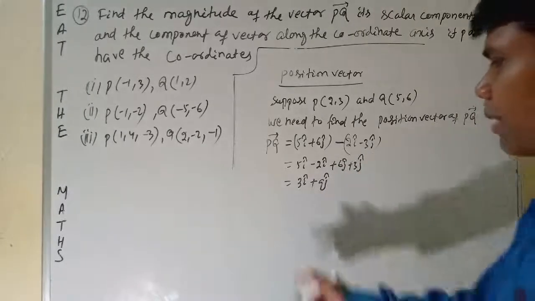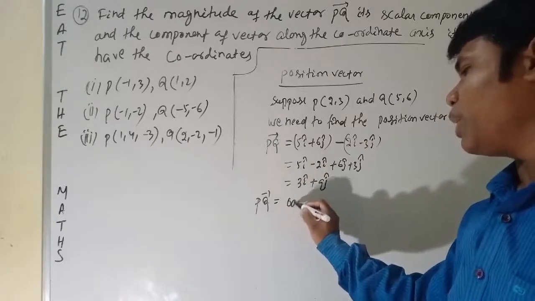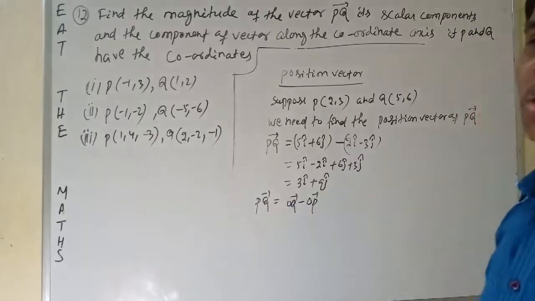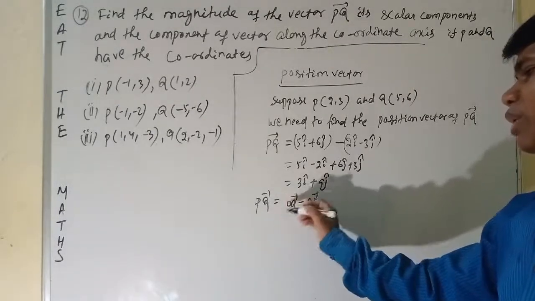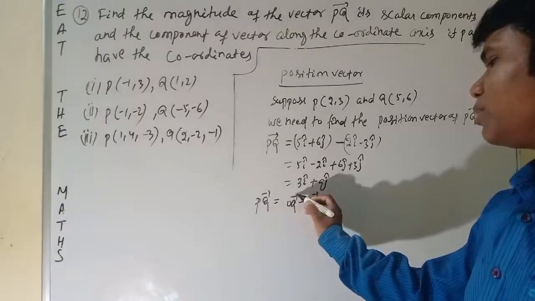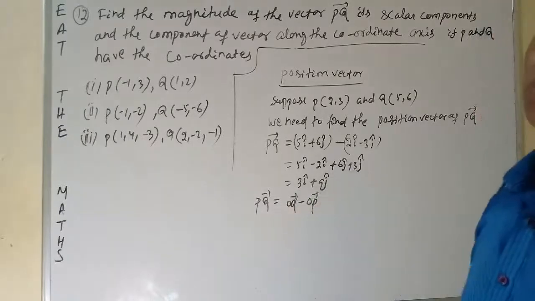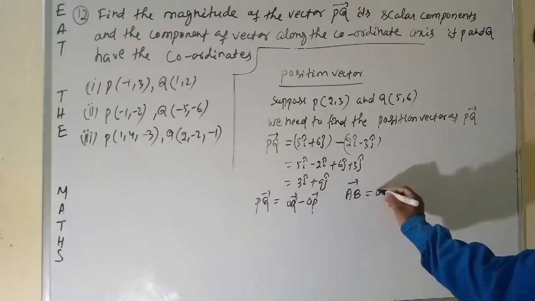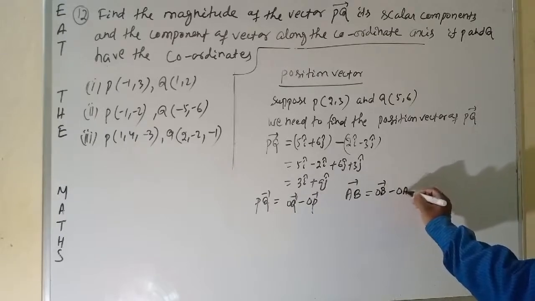Normally, position vector of PQ is OQ minus OP, where O is the origin. O is the origin, that is, we say the point of reference. So PQ is equal to OQ minus OP. Similarly for AB, we can take the point of reference O, the origin, and AB is OB minus OA.